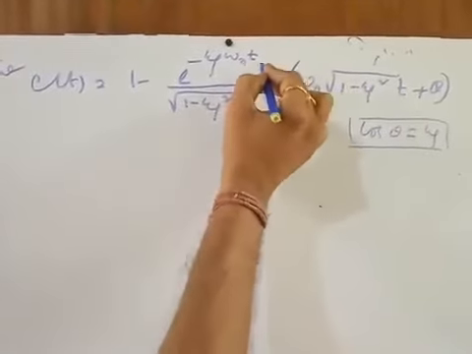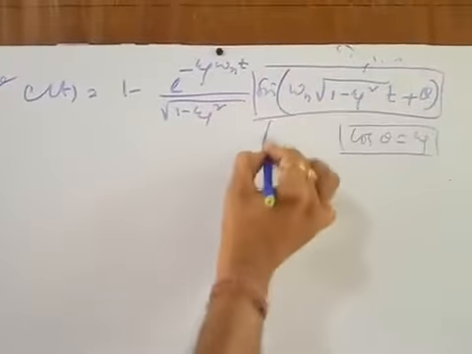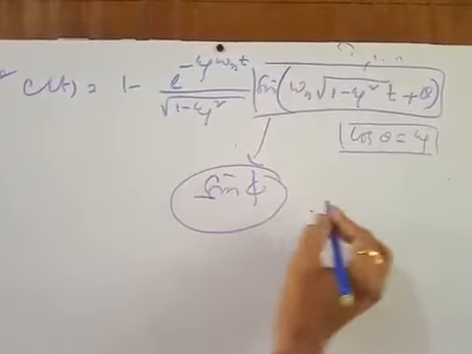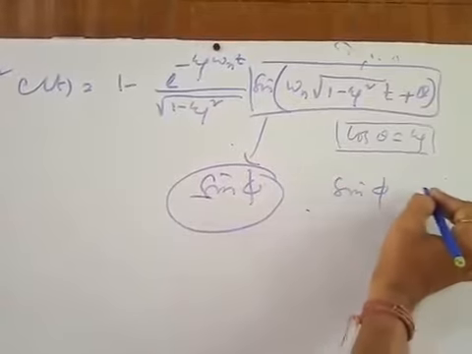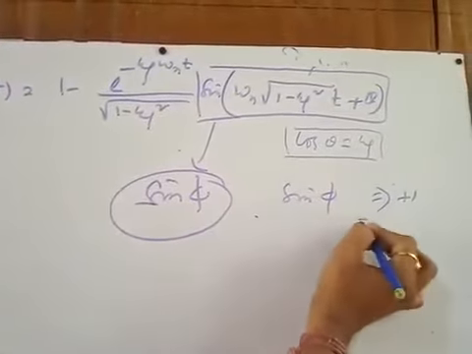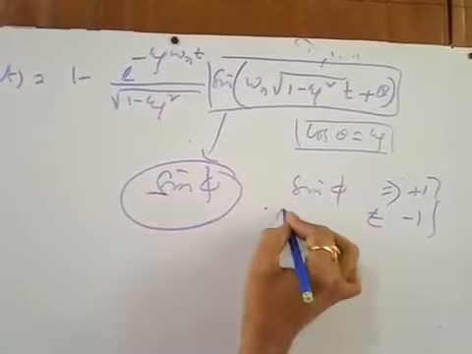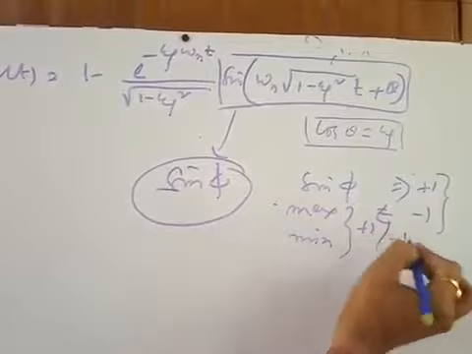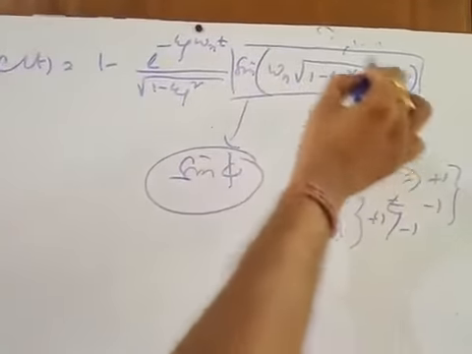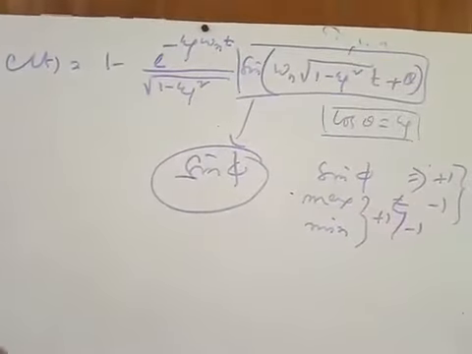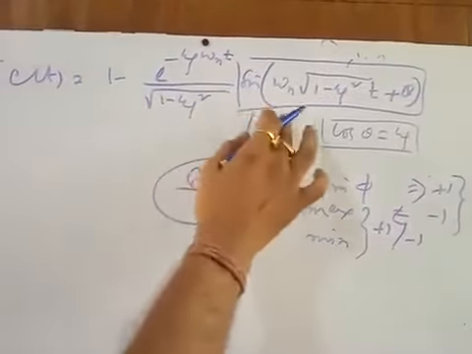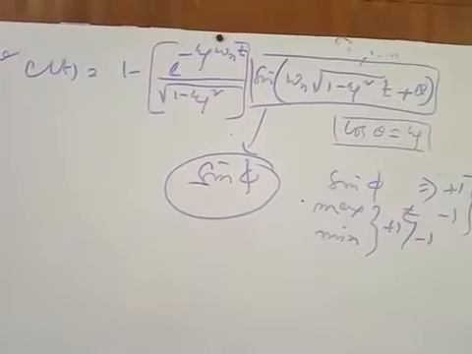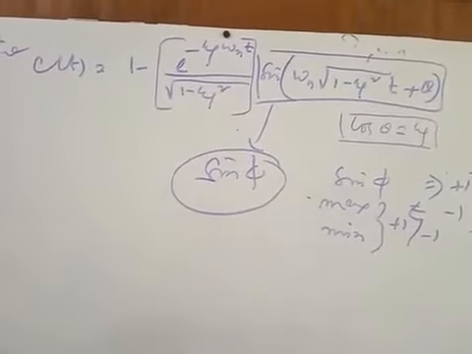Here you see this is your sine function. So this is your sin phi, say, and the value of sin phi is maximum plus 1 and minimum minus 1. So actually this part will be plus 1 or minus 1, and according to that, if you get the sign out of here, this part will be plus 1 one time and minus 1 another time.